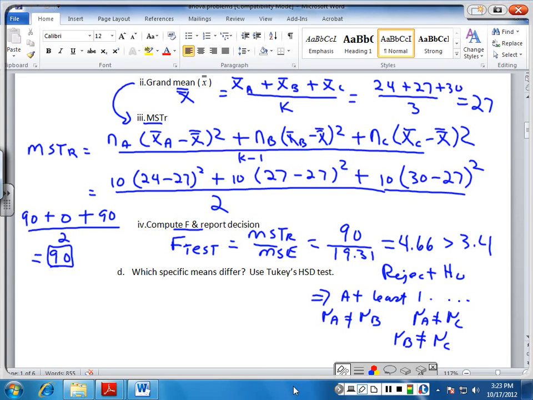So to this point, we've done what in some of the problems is just part A. We've set up the hypotheses and tested the original hypothesis that the 3 population means are all equal or there's at least one difference. The next part is which specific means differ. There's a lot of different tests that you can use for this. I'm going to show you how to use Tukey's HSD, or honestly significant difference test. We need a little bit more room for that, so I'm going to erase this stuff that's on here and scroll down a bit.